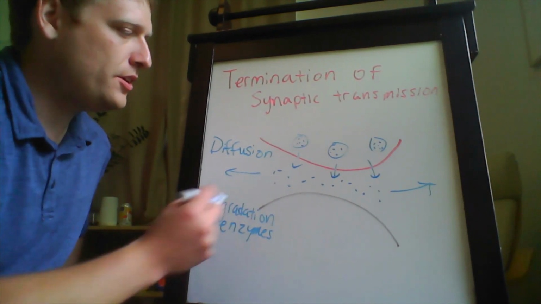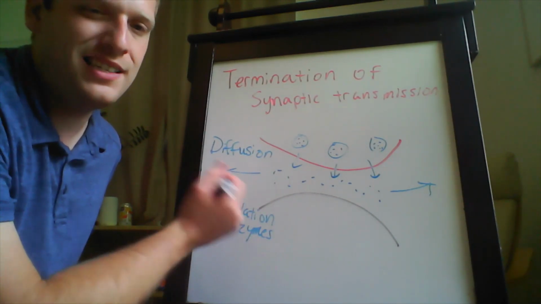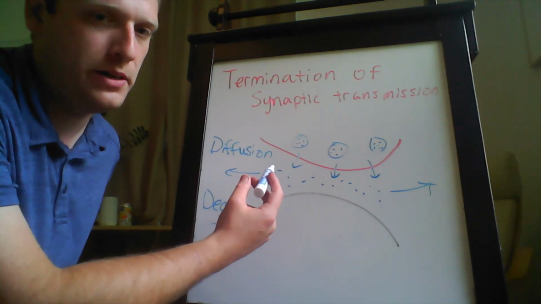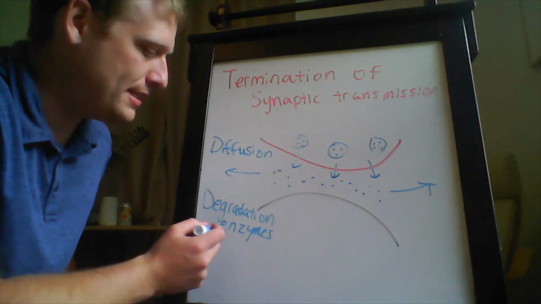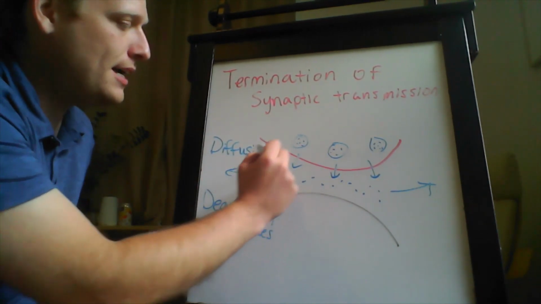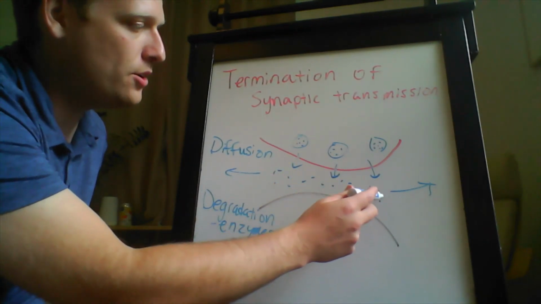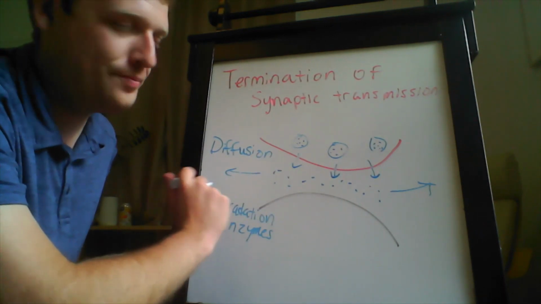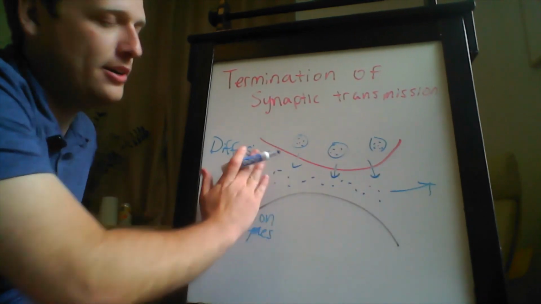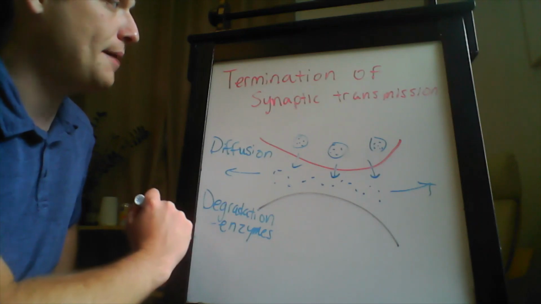So there are enzymes, and a commonly cited example is acetylcholinesterase. Acetylcholine is one type of neurotransmitter, and acetylcholinesterase is an enzyme that degrades acetylcholine. That enzyme will be floating around in the synaptic cleft, and it's going to destroy or degrade whatever neurotransmitter is in the synaptic cleft. So that gets rid of the neurotransmitter, and that's also going to stop the synaptic transmission.